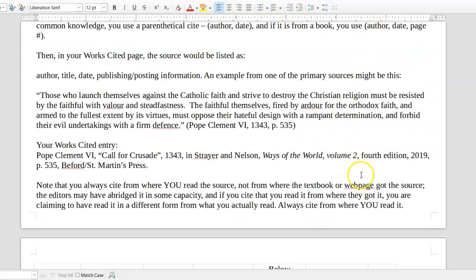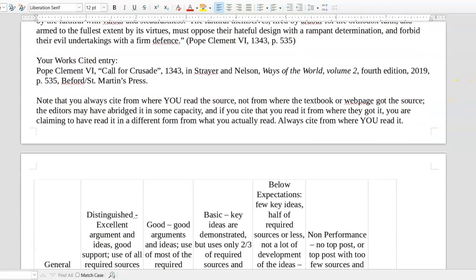In the course of this journal thing, I've given you some examples of APA citation. Here you go. That's what your end of the sentence citation should look like. Author, year, location, and then it should match directly to your works cited entry. Again, there's your author name, there's the actual title, the date, and then where it's located. In this case, it was in Strayer and Nelson, Ways of the World, Volume 2, the 4th edition, again, one of the older ones, the date that edition was published, and the page number. So these are examples of how you want to source.